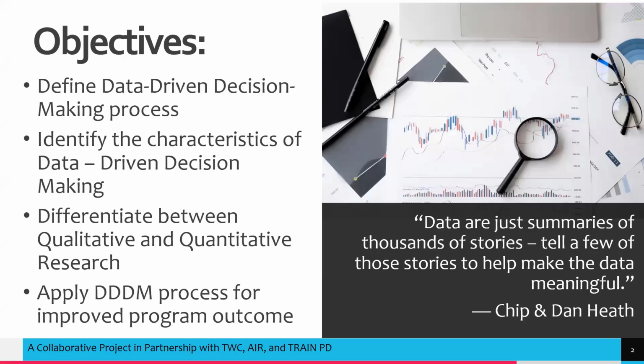So our objectives today are, we're going to define data-driven decision making, the process. We're going to identify the characteristics of data-driven decision making, those characteristics. We're going to differentiate between qualitative and quantitative research. And then we're going to apply the data-driven decision making process for improved program outcomes. So I'm not sure if I'll keep saying the whole term or just say DDDM, but if I say DDDM, you'll know what I'm talking about, everyone. So let's continue.